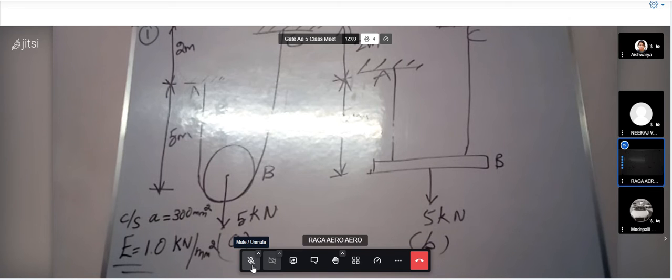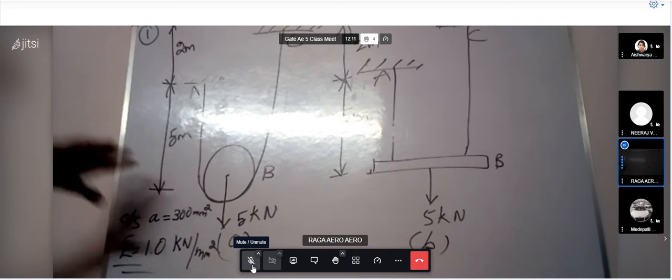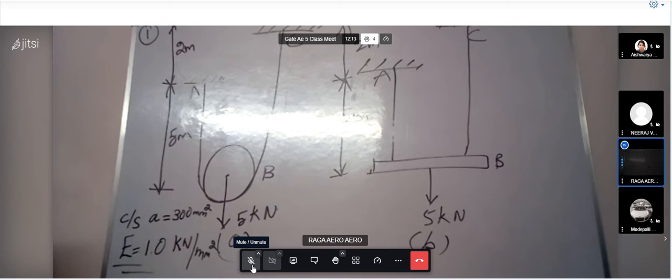Here the only difference is that for case A it is continuous, for case B it is separated. Most probably they won't give two cases in a single problem; they will give an individual case only. I'm taking both together. Your load is 5 kilonewton. You can convert that to Newton, or keep it as kilonewton, because your Young's modulus is also in kilonewton.